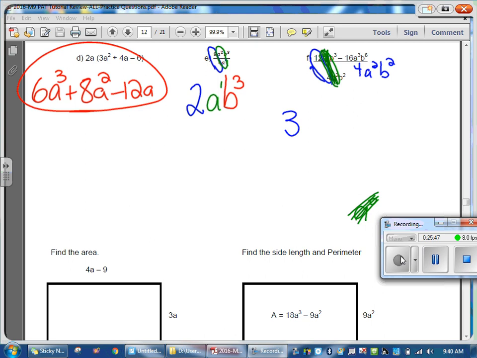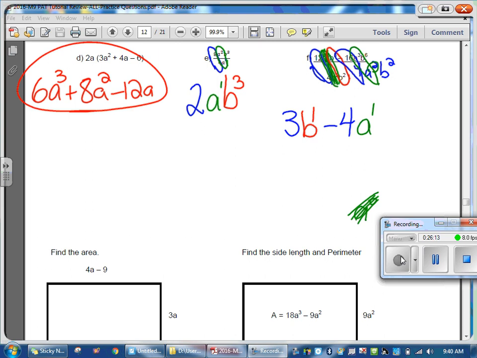The second part, we're going to divide, again, the coefficients. Negative 16 divided by 4 gives us a negative 4. We deal with our a's again. A3 subtracting our A2 gives us A1 left over. And then we've got our b's as well. We've got 6 of them. We're going to subtract 2 of them. That's going to give us a B4. Okay, that would be our final answer.